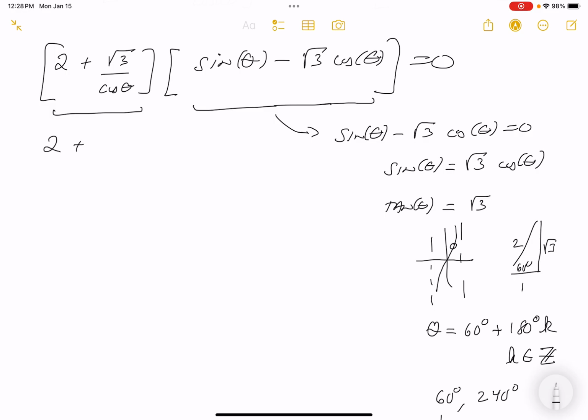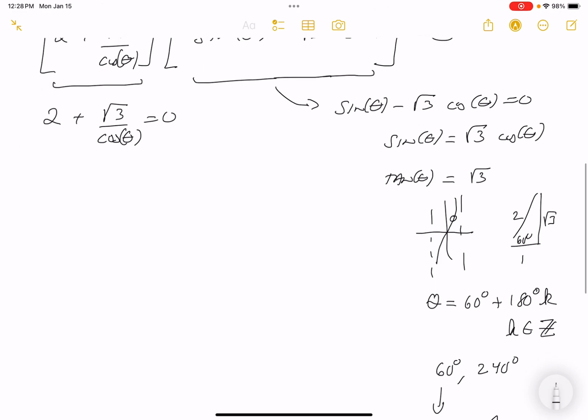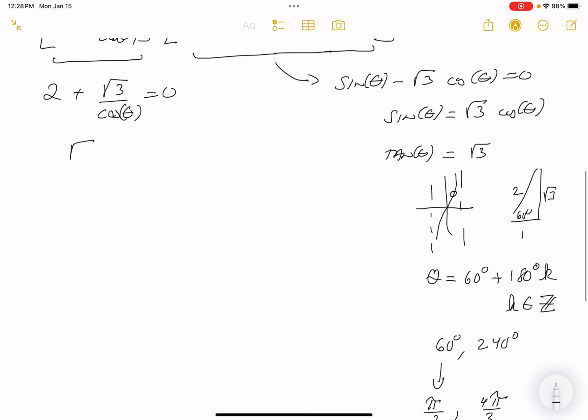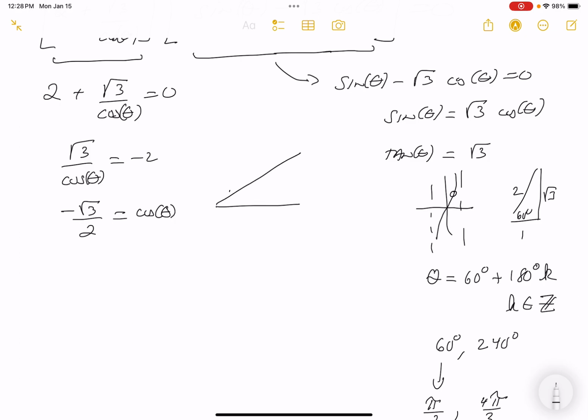So same thing, write down 2 plus root 3 over the cosine of theta. That equals 0. We're using the zero product rule. So I would get root 3 over cosine theta is equal to minus 2. Or I get minus root 3 over 2 is cosine of theta. Very recognizable. And what I mean by that, I'll put it down for you. It's another reference triangle, and I'll put the curve down as well.